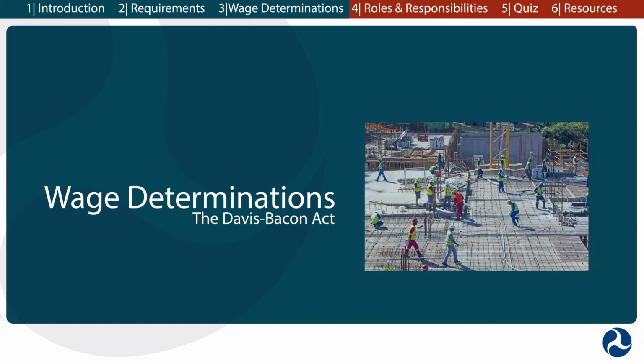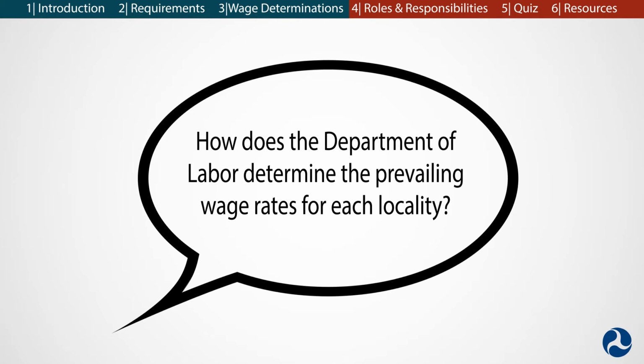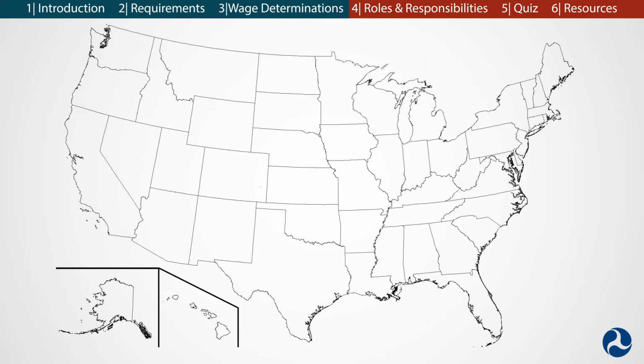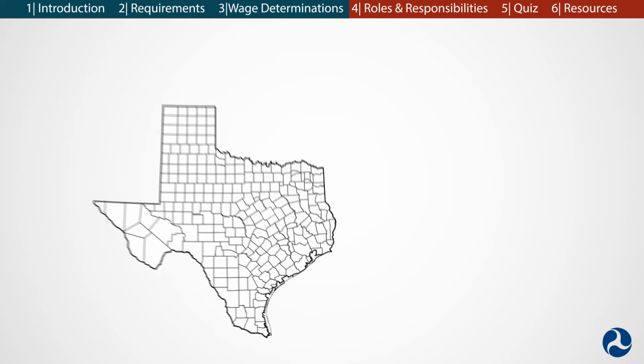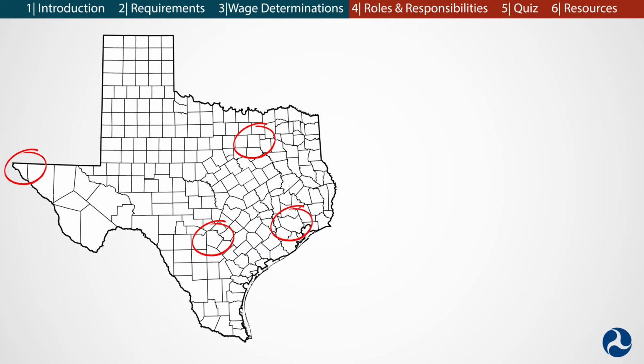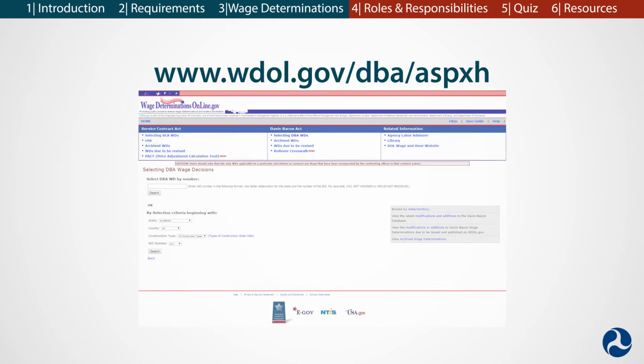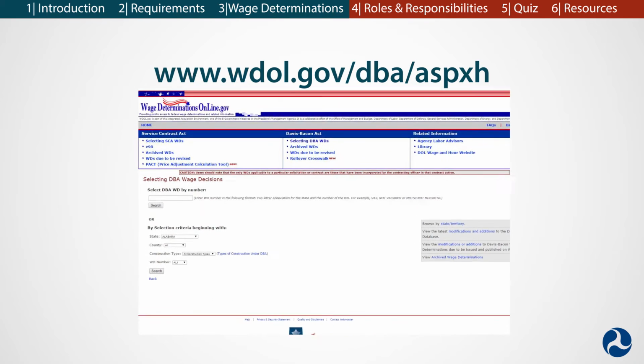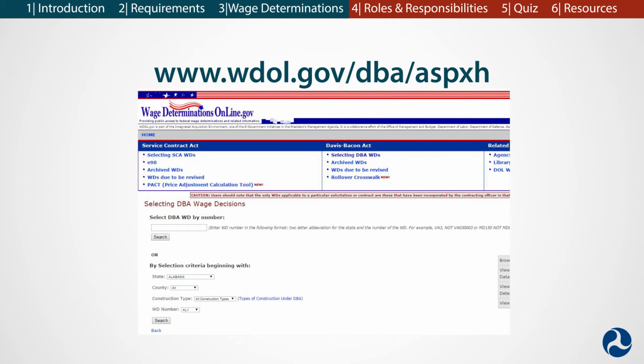So now that we've built up our understanding of the requirements of the Davis-Bacon Act, let's drill down into wage determinations. How does the Department of Labor determine the prevailing wage rates for each locality? The Department of Labor develops wage determinations which reflect the prevailing wages and benefits paid by the construction industry in a specific locality. To do this, it uses surveys and statistical information about the wages paid in the locality. Davis-Bacon wage determinations are available at the Department of Labor website shown on the screen. These wage determinations are further classified by the type of construction called the schedule. That means that the laborers and mechanics are paid different rates based on the type of construction they are doing.